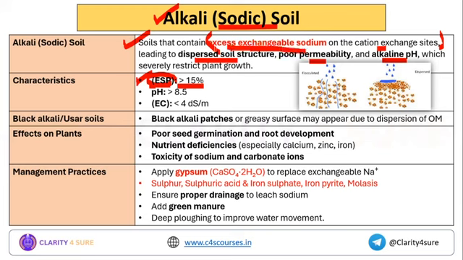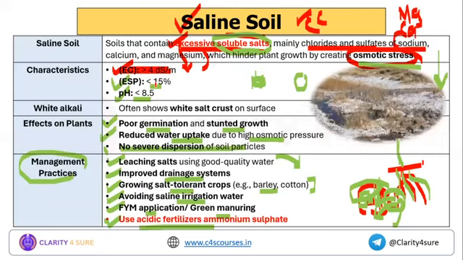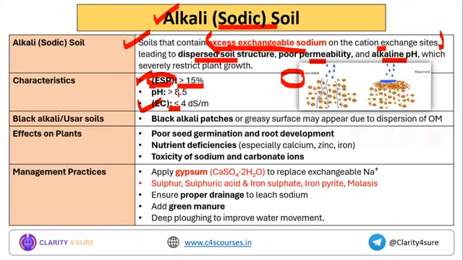As the sodium is bound on that exchange site, the EC, electrical conductivity, will be less because it is not in the soluble form. If salts are not soluble, electrical conductivity will not be that high. So these are opposites. Okay. And the value of pH is more than 8.5.